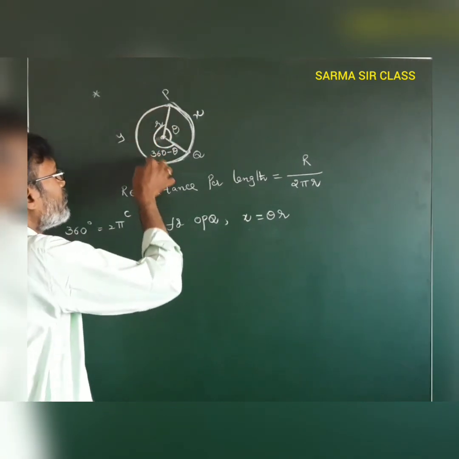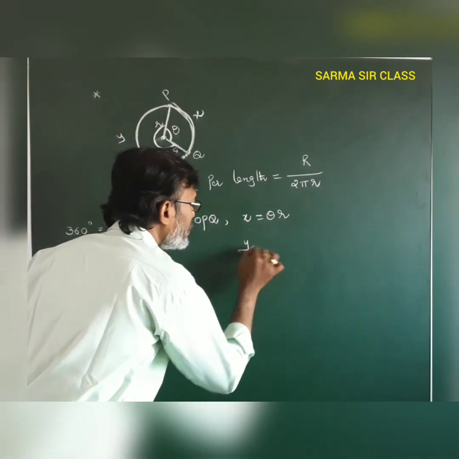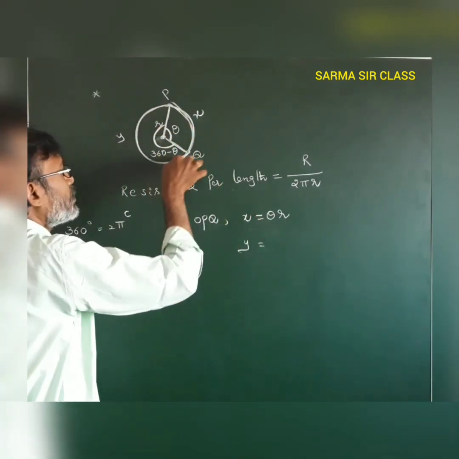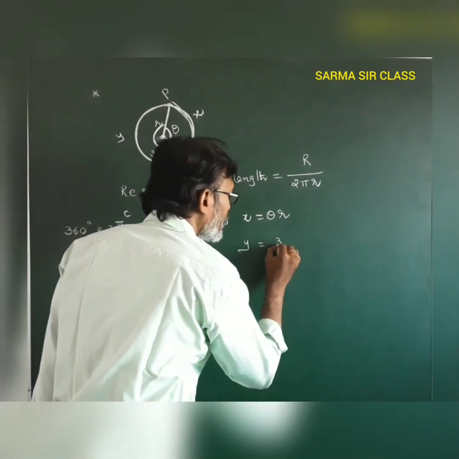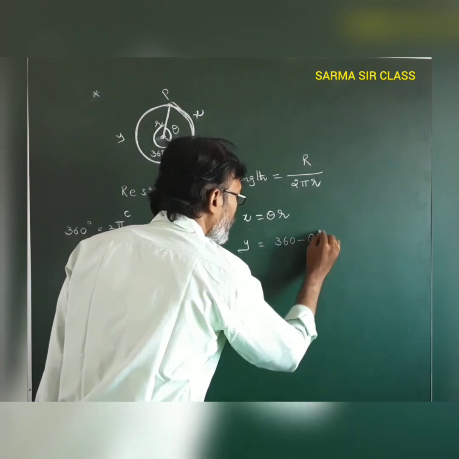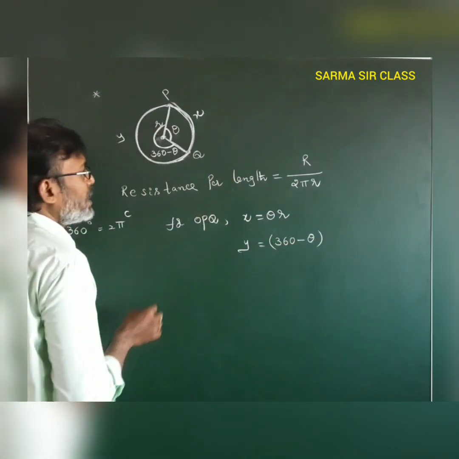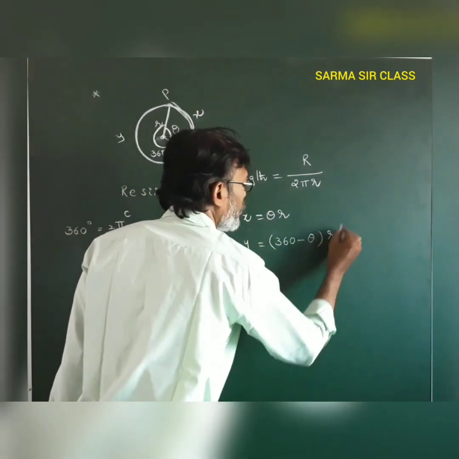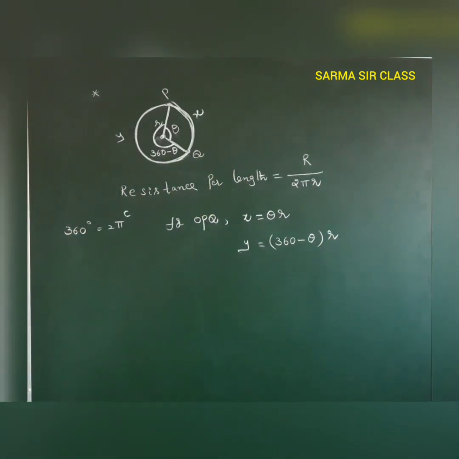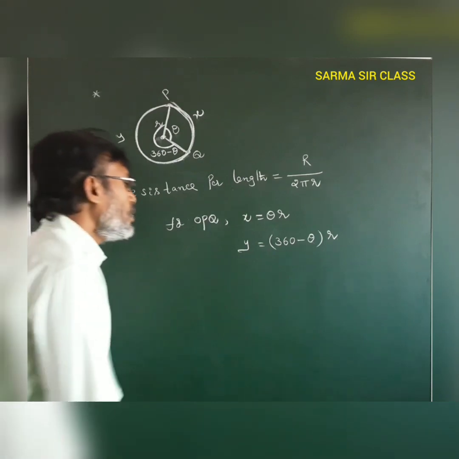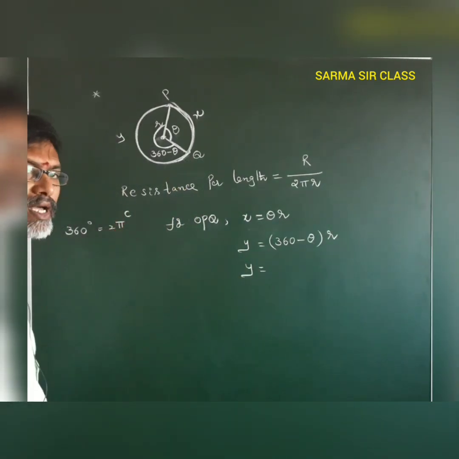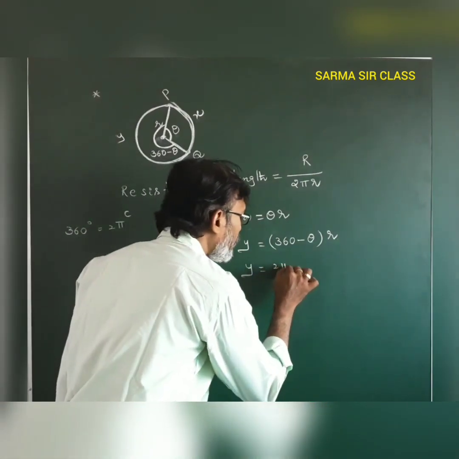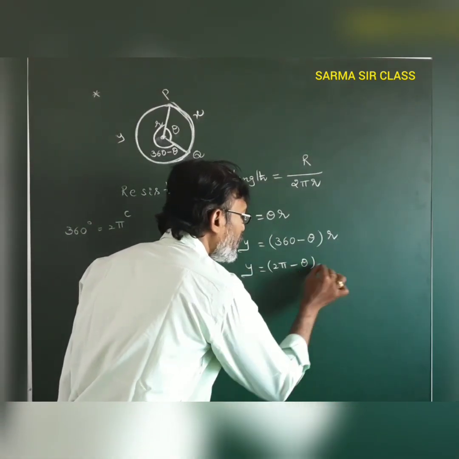Then what about the remaining thing? For the y segment, this is the arc length. The angle here is 360 minus theta, and the radius remains the same, that is r only, the radius of the uniform circular ring. Since 360 degrees is equal to 2 pi radian, y is equal to (2 pi minus theta) into r.